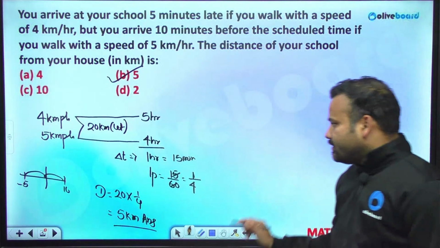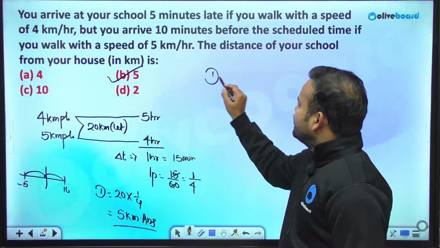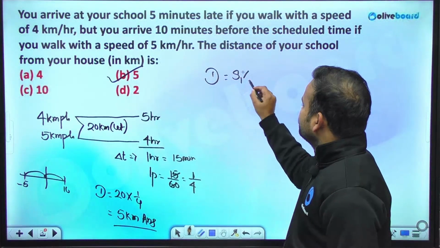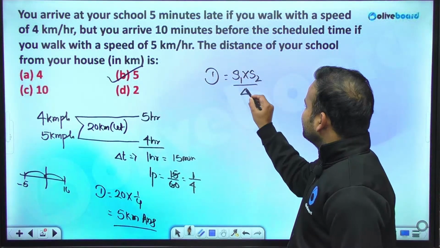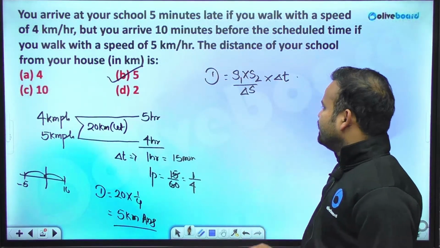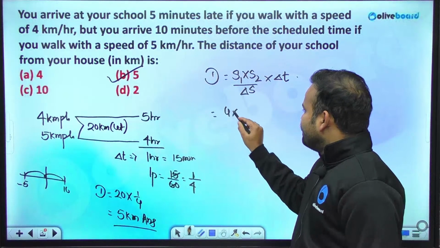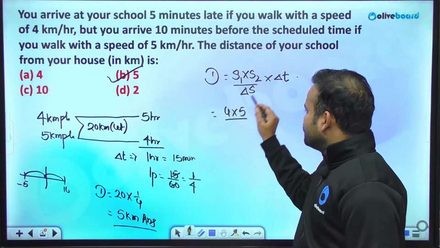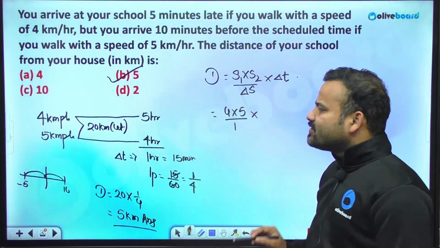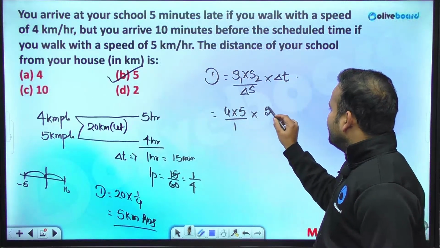So 5 km. This is one of the methods. The other method: distance in the late-early concept will be S1 into S2 upon delta S into delta T. This is derived from here itself. So the 2 respective speeds are 4 and 5. Difference of speed is 1. And what about the difference of time? 5 minutes late and 10 minutes early.